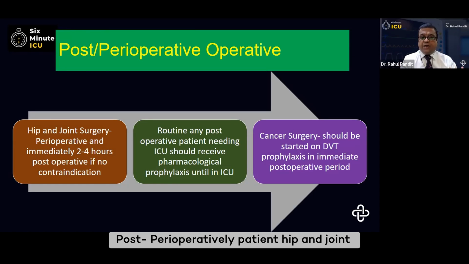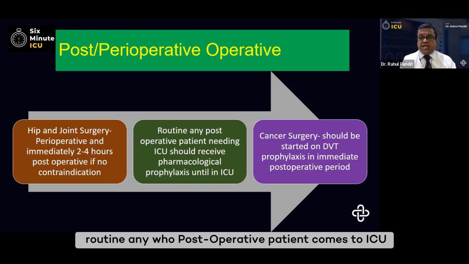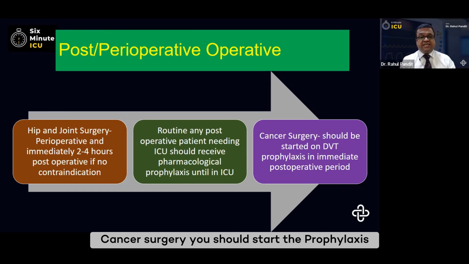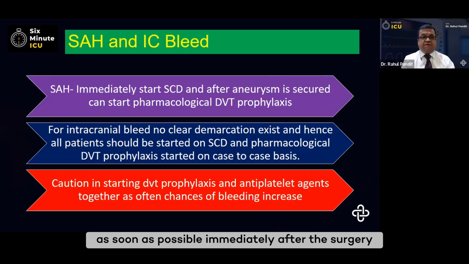Post-operative patient, hip and joint, perioperatively also you need to give, and at least 2 to 4 hours post-operatively, you need to start them on some form of pharmacological prophylaxis if there is no contraindication. Routine, any post-operative patient who comes to ICU should receive pharmacological prophylaxis for DVT while they are in the intensive care unit. And cancer surgery, you should start the prophylaxis as soon as possible, immediately after the surgery.